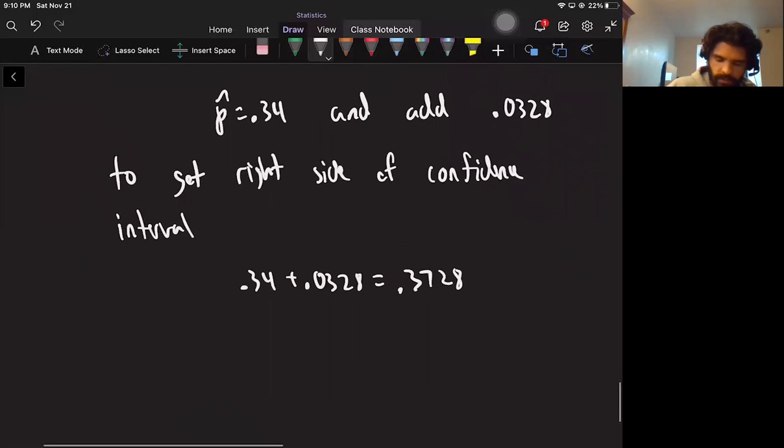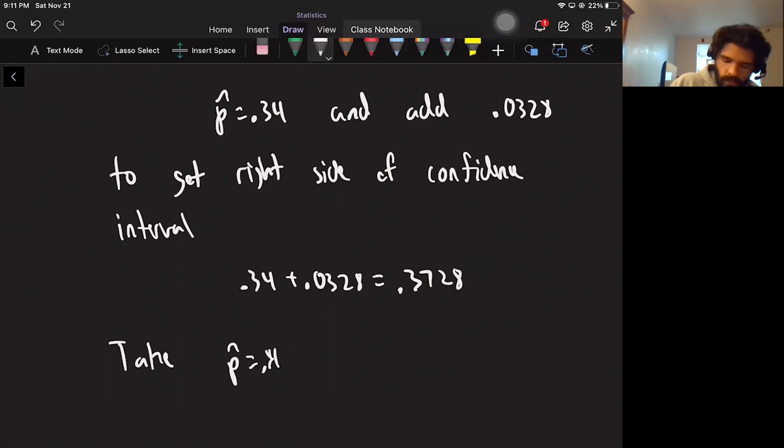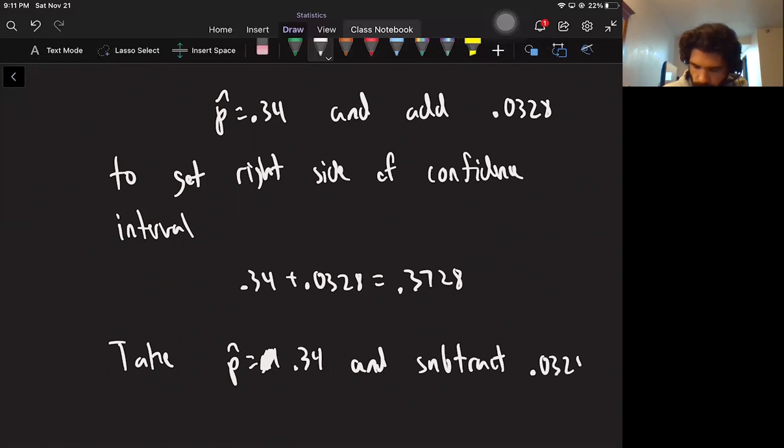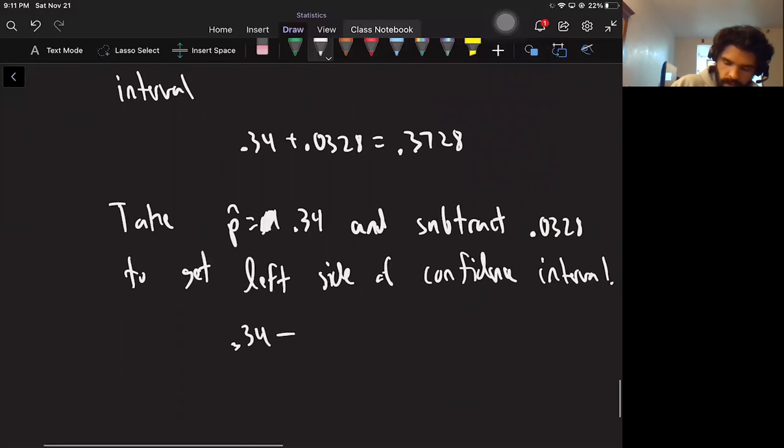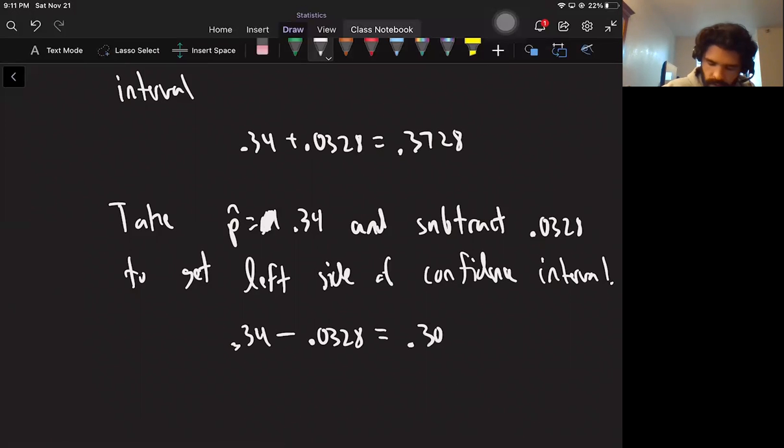And then we also go to the left. So now we take the point estimate, 0.34, and we subtract that same amount. So that'll get us the left side of the confidence interval. So 0.34 minus 0.0328, that'll get us down to 0.3072.